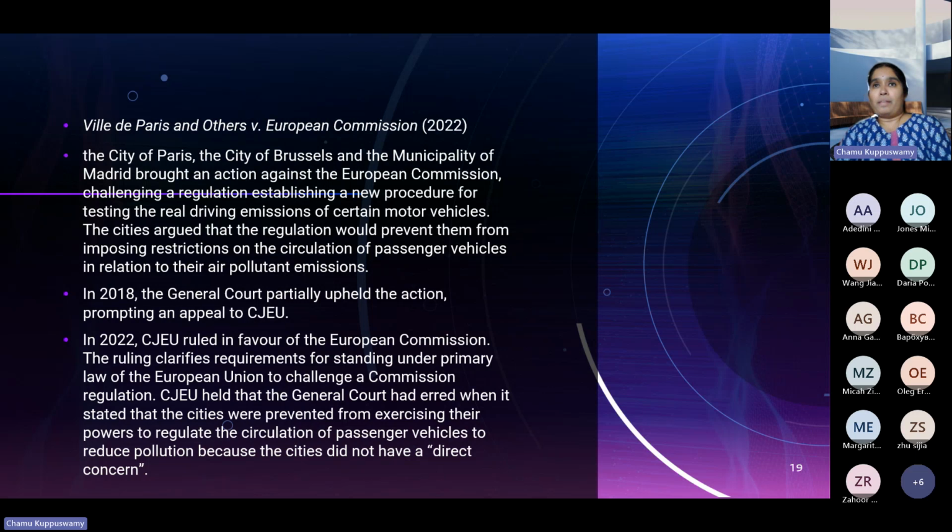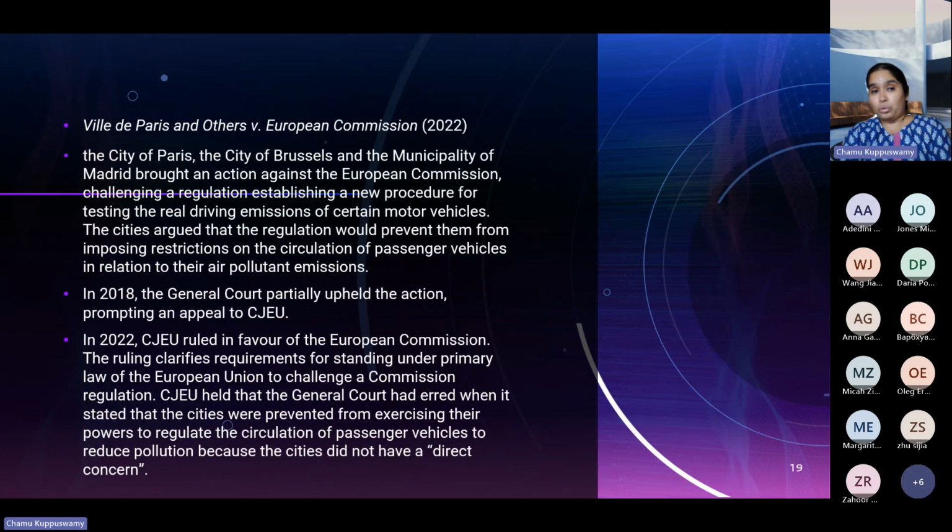So as you may be aware, the members of the European Union, their laws, especially on environment and climate, are highly integrated. So they are all within the competence of European Union laws. So they challenge a regulation establishing a new procedure for testing the real driving emissions of certain motor vehicles. You know, the methodology, how it's being tested. And the cities are arguing that the regulation will prevent them from imposing restrictions on the circulation of passenger vehicles in relation to the air pollutant emissions that come out from these vehicles. So what they're saying is they want to lay out strict restrictions on certain types of vehicles, but a European Union regulation will prevent them from exercising that power they have.